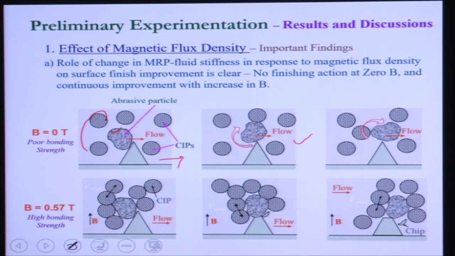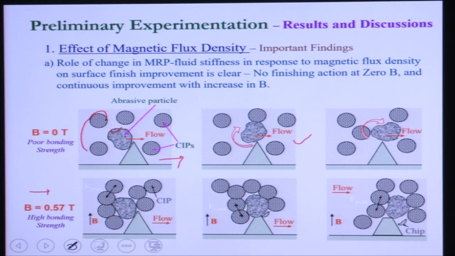This is shown in the second picture. In the third picture, you can see this abrasive particle crosses the roughness peak without cutting anything from it. It just rotates and then crosses the roughness peak. Because there is no bonding strength to the abrasive particles from the surrounding CIP chains, no cutting is possible without the application of a magnetic field.